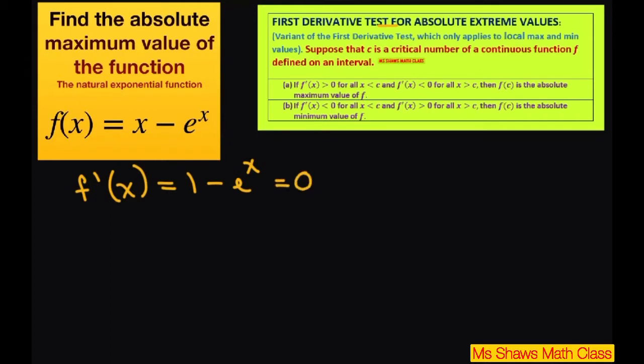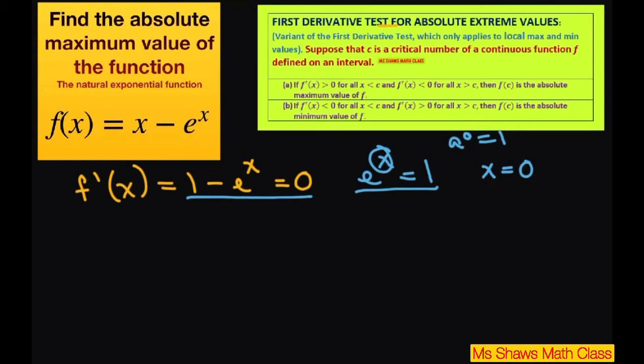All right, so when you solve for x, you're going to add e to the x to both sides. You get e to the x equals 1. And so x has to be 0. Anything to the 0 power equals 1. So that's pretty much understood there. So you have x equals 0.